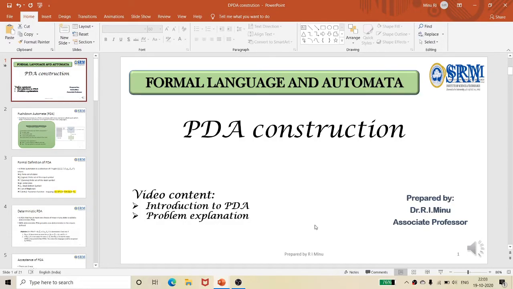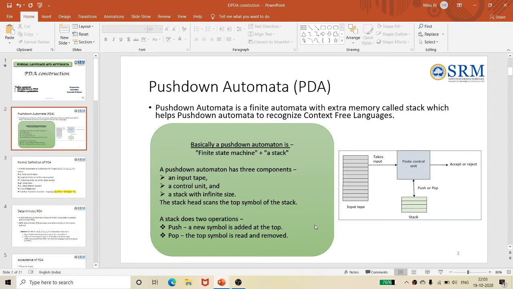Hello students. In this video I am going to explain the construction of pushdown automata. What is a pushdown automaton actually?